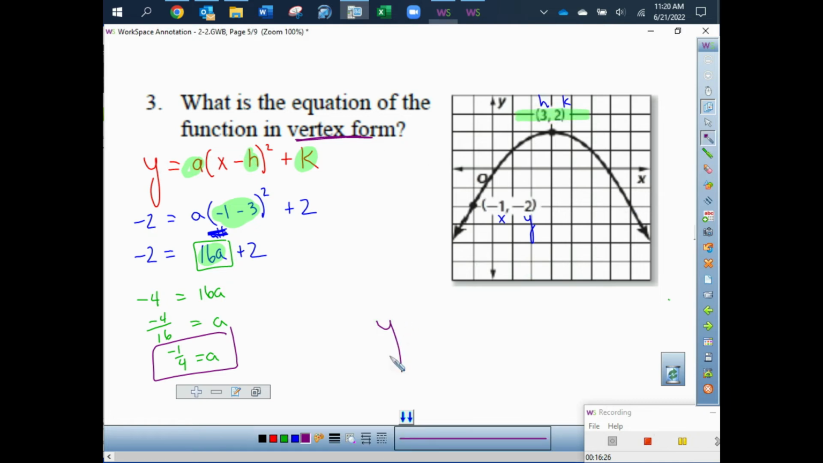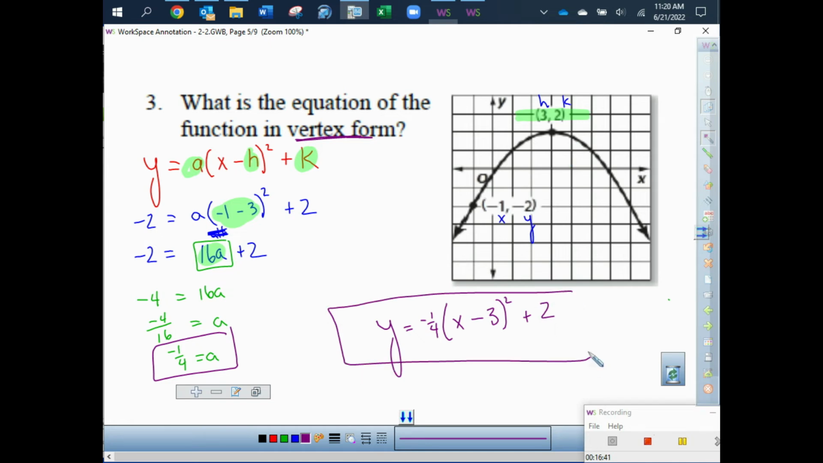So here's our final answer. Y equals a, negative 1/4, times the quantity of x minus h, which is 3, squared, plus k, which is 2. So we will box this. I needed to know a, h, and k. I had 2 of them, I didn't have a involved, right?